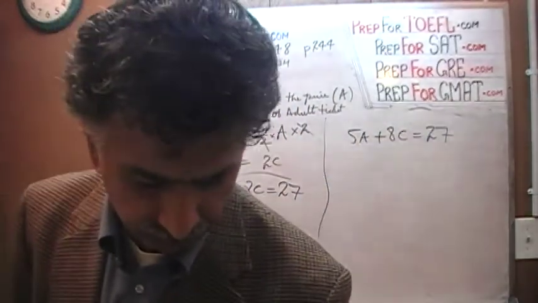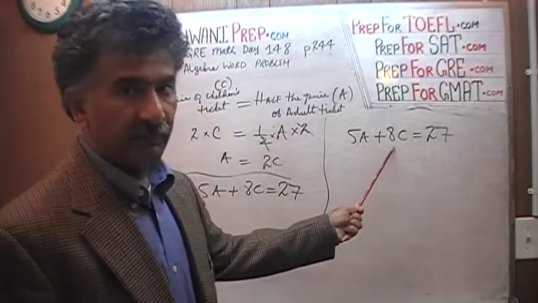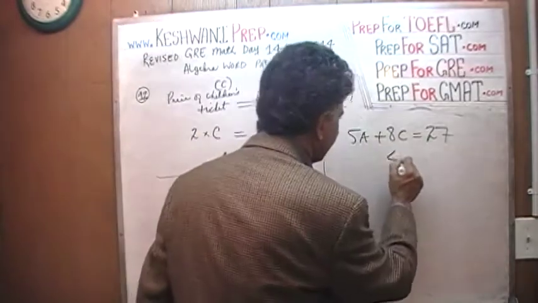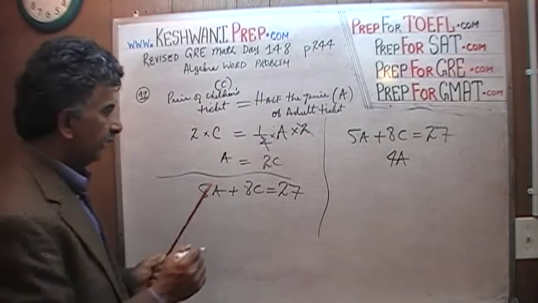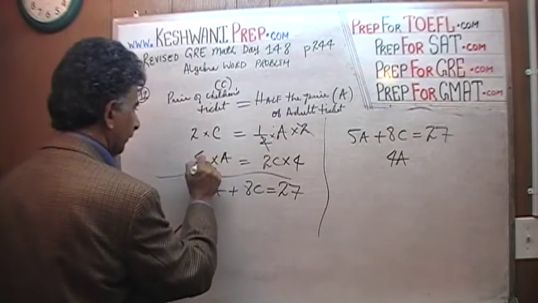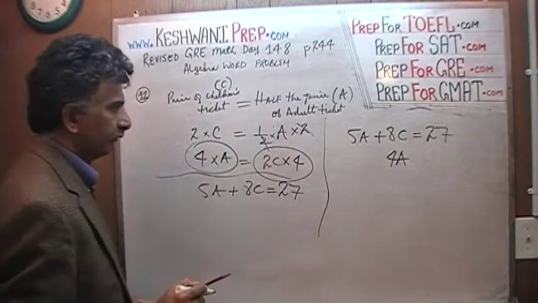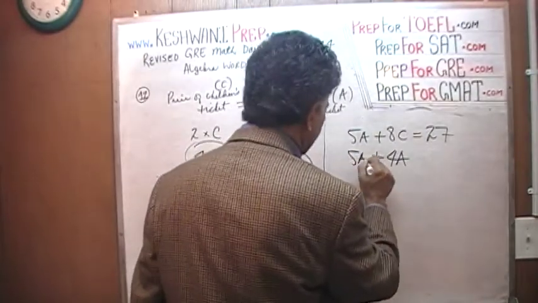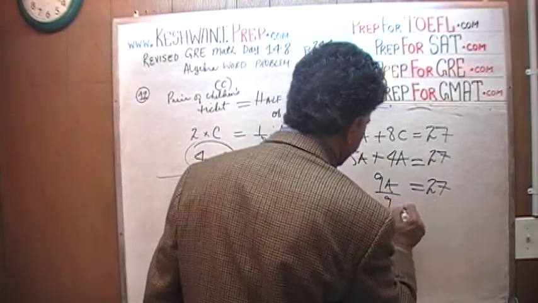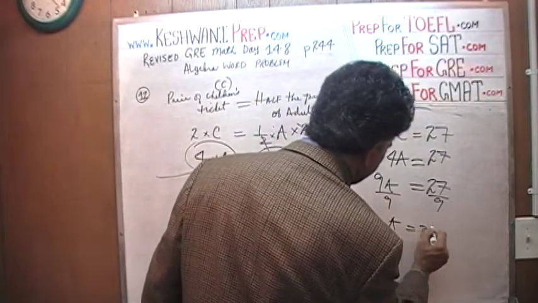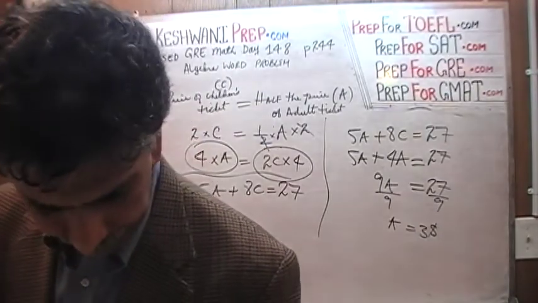But we know that the price of 2 children's tickets is the same as 1 adult ticket. So 8 of them will be the same as 4 adults. That comes straight from this equation: 2C equals 1A. Therefore, if you multiply both sides by 4, 8C, the price of 8 children's tickets, will be the same as 4 adults. And then here we have 5 adults. So 9 adult tickets cost us $27. Divide both sides by 9, and we find that the adult's ticket is $3. They're asking what's the price of the adult's ticket, and the answer is $3. That's all.